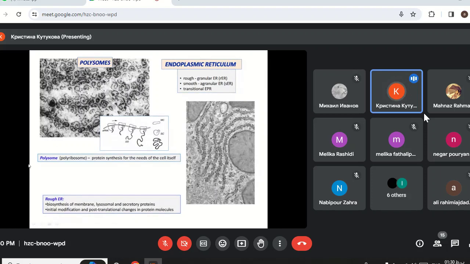So both polysomes and rough endoplasmic reticulum make proteins, but they make different proteins. Polysomes make cytoplasmic proteins for the cell itself, and rough endoplasmic reticulum makes the proteins for membranes. It makes proteins for lysosomes, which are for breaking down the molecules inside the cell, and the proteins for export, which means the proteins which should go out from the cells.